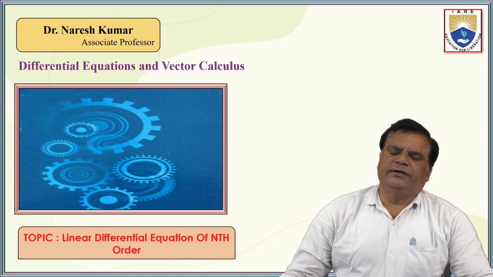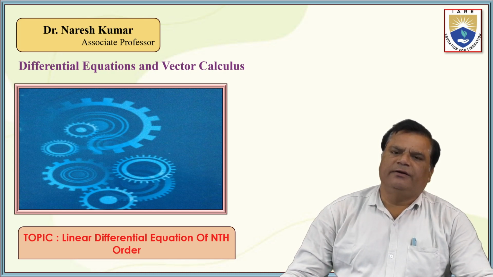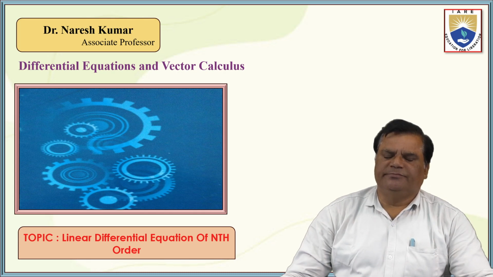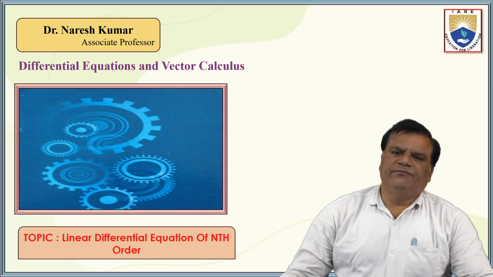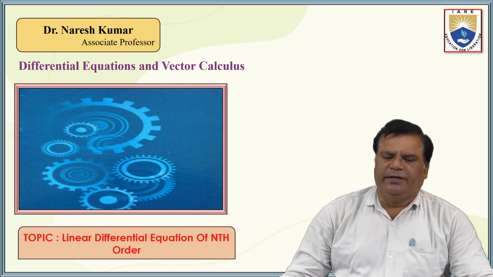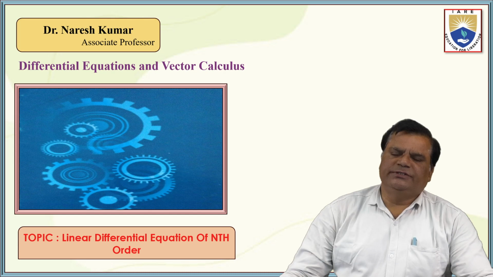We apply this very important method, y is equal to CF plus PI. CF means complementary function and PI is particular integral. If in our question the value of Q is given as 0, then we find only one part of the solution, that is only the complementary function. Then the complete solution of the question is y is equal to CF only. We are not finding PI, the particular integral, when Q is 0 in our question.